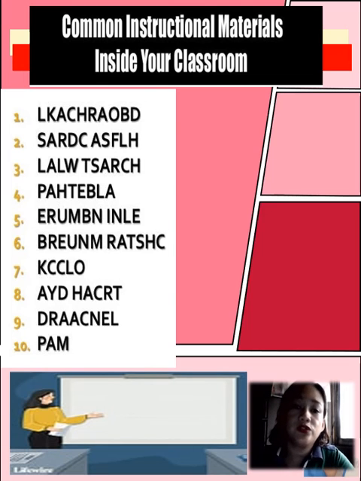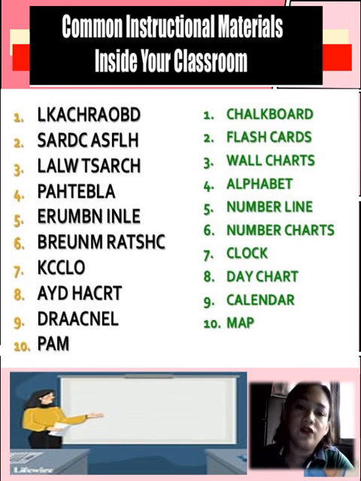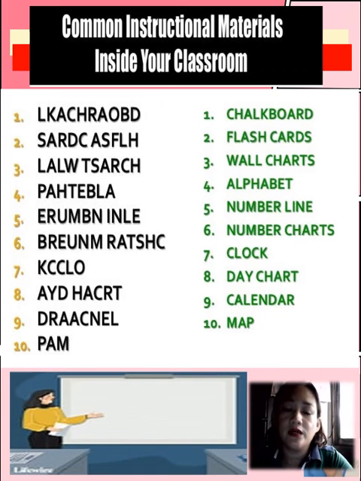Number 1, okay, correct, chalkboard. 2, flashcards. 3, wall charts. 4, alphabet. 5, number line. 6, number charts. 7, clock. 8, day chart. 9, calendar. 10, map. So these are some of the common instructional materials found inside your classrooms.